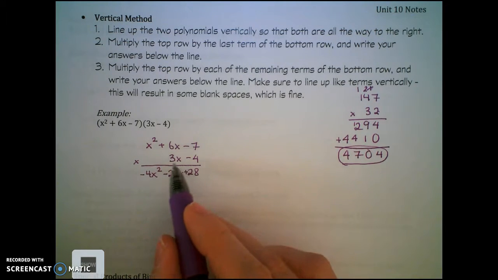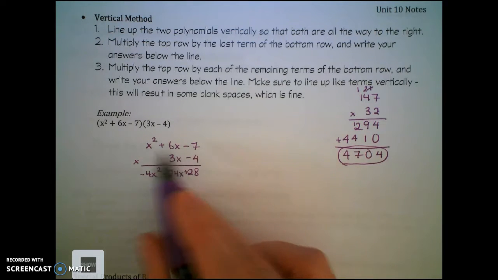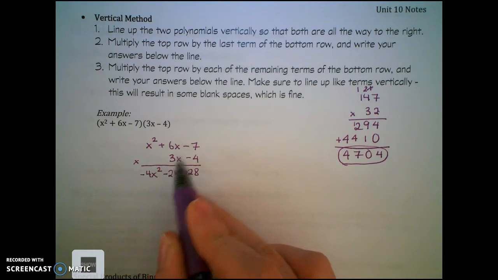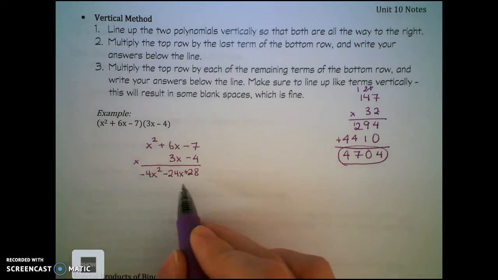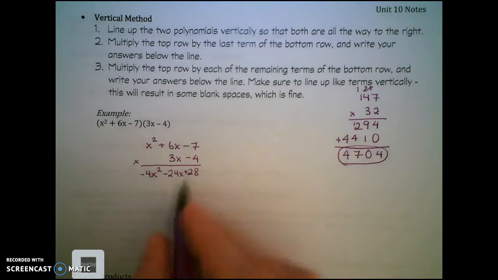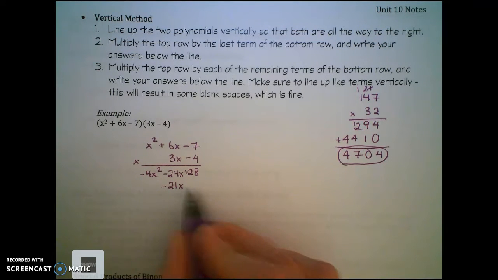Now, I'll multiply my 3x times each one of these terms. 3x times negative 7 gives me negative 21x. Now, I want to line up my x term underneath my first x term here. So I'm going to say negative 21x. That's going to leave me with a blank space here, and that's fine.